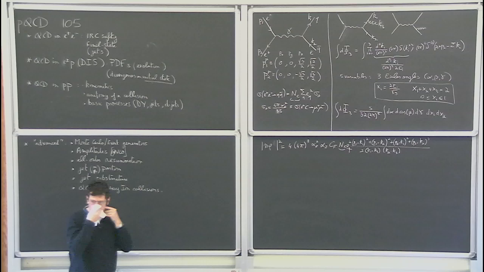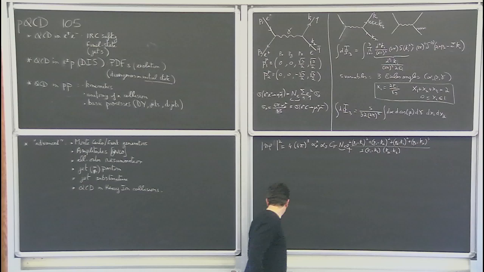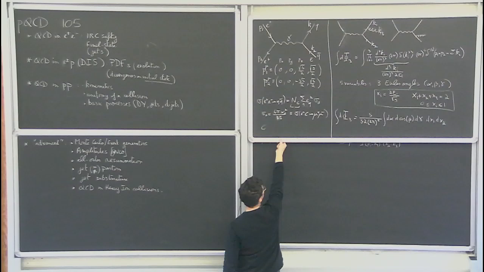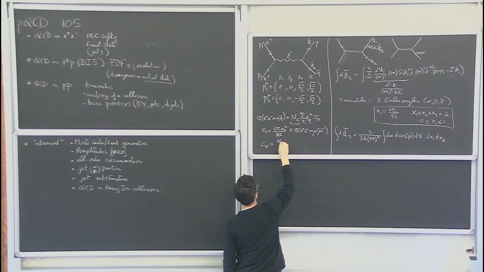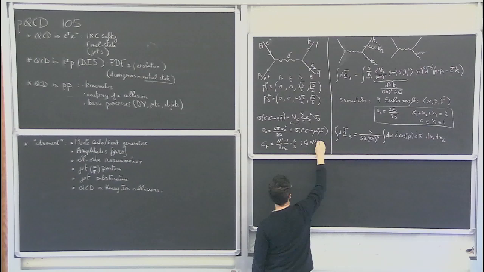Sorry? It's a rational number. So far so good. It's even a function of NC. So CF, let me put it here. Let me give you what CF is. CF is essentially NC squared minus 1 over 2NC, which is 4 thirds in QCD. And that goes together with CA, which is NC, which in QCD is 3.